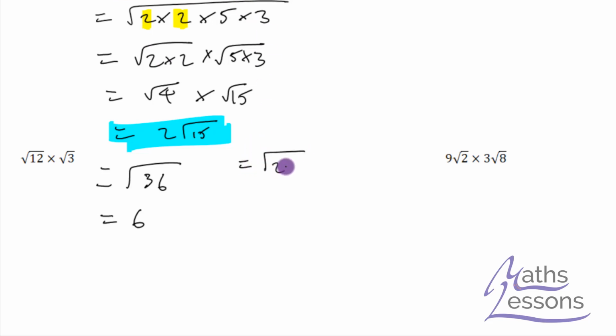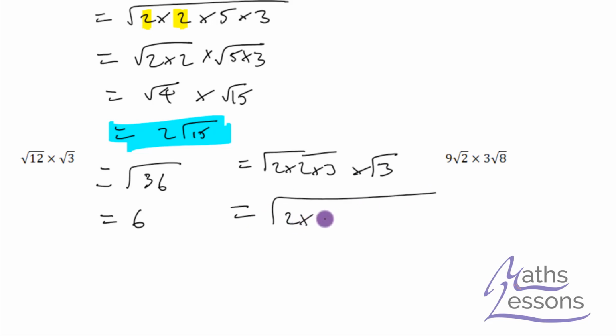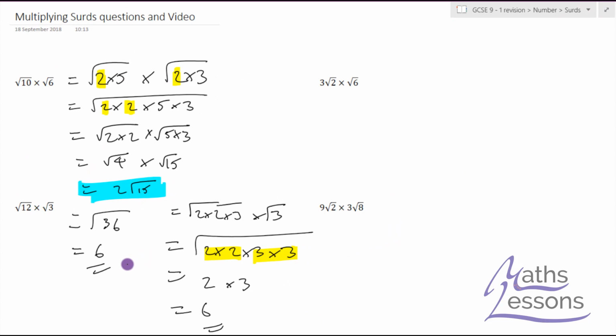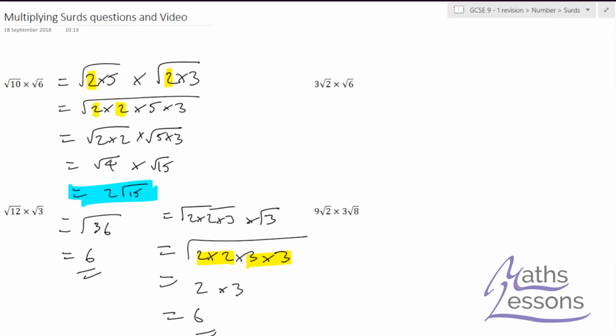So we know that 12 is 2 times 2 times 3, times the square root of 3, and what we can see is we've got the square root of 2 times 2 times 3 times 3, and we have two pairs. We've got 2 times 2, which square rooted just gives us 2. 3 times 3 when square rooted just gives us 3, and that gives us 6. So you can see you can do it both ways. But this way, when you've got a harder question, it makes life a lot easier. So let's move on to the next one.